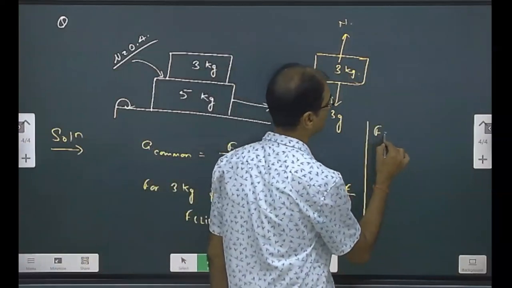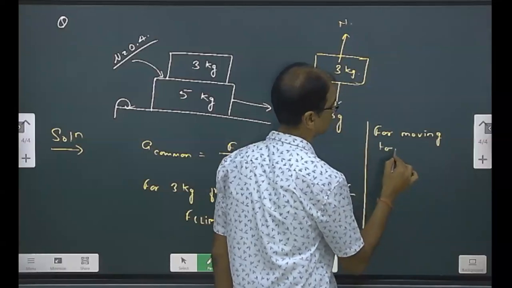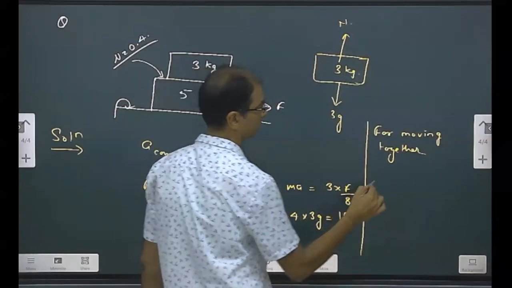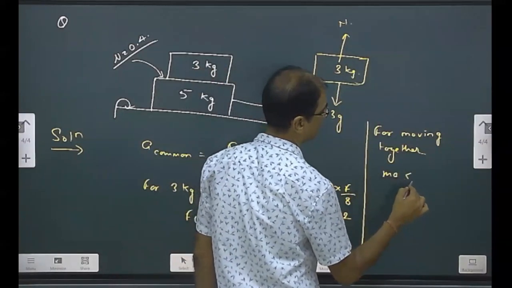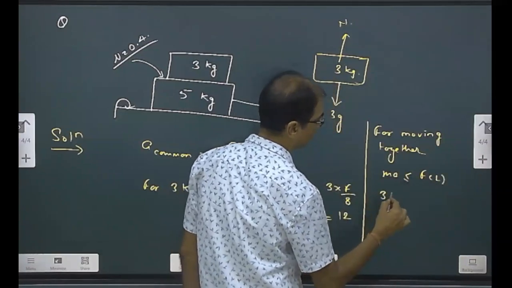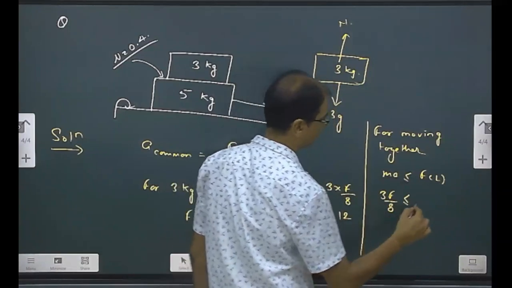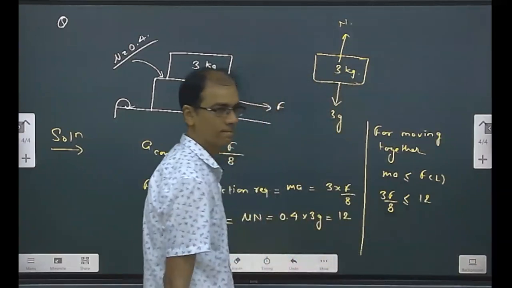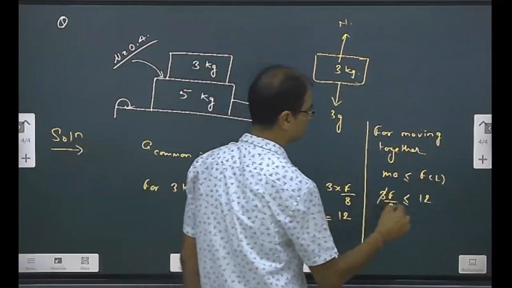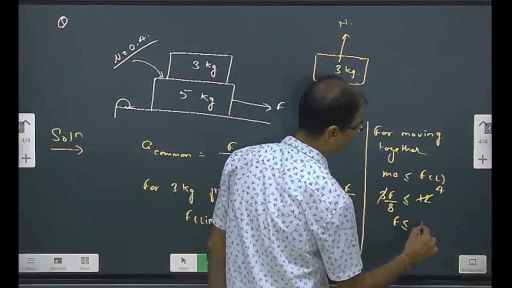For moving together, this MA should be less or equal to force of friction limiting. This is what we learned. So MA means 3F by 8 should be less or equal to 12. Right. So what are we getting? This is 3F by 4, and F should be less or equal to 32 Newton.